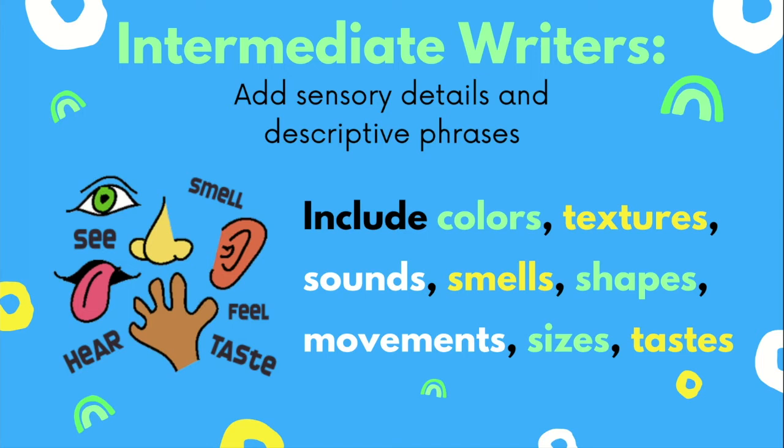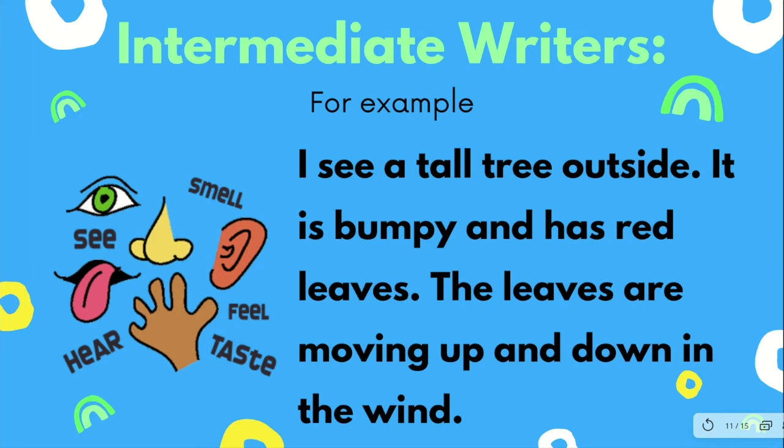Movements such as directions up or down, side to side, or even movement words such as fall, leap, or hop. They can include sizes like gigantic, big, humongous, small, teeny tiny. And they can include taste words like salty or sweet. Here's an example of what a sentence for intermediate writers might sound like. I see a tall tree outside. It is bumpy, and has red leaves. The leaves are moving up and down in the wind.